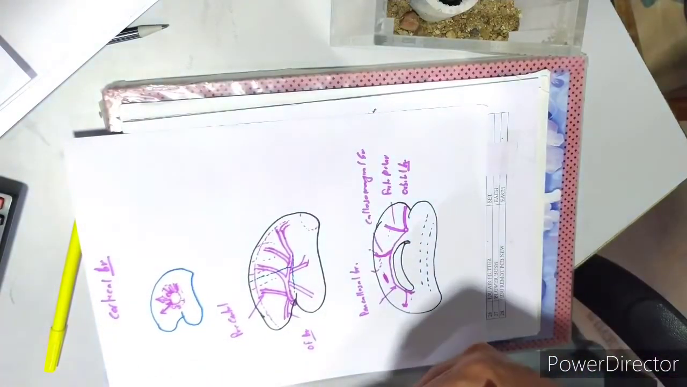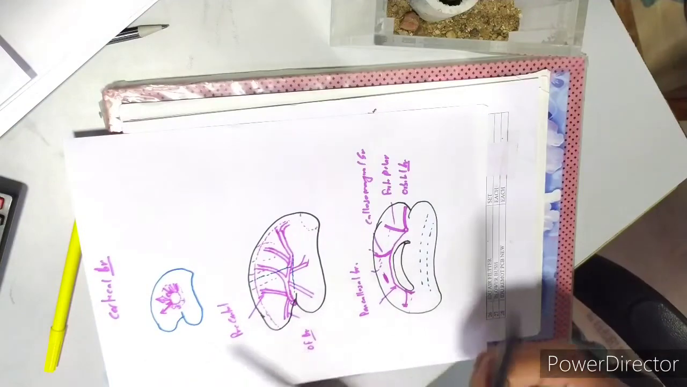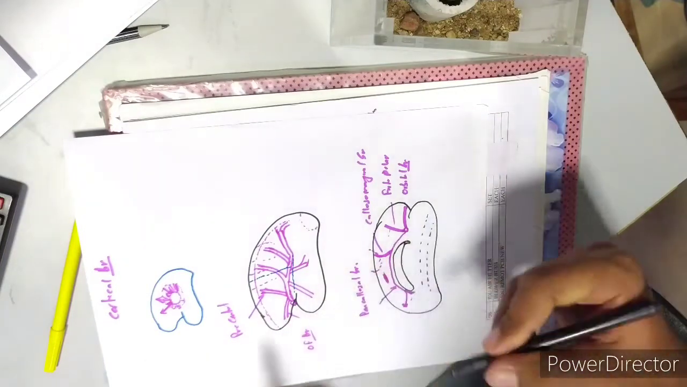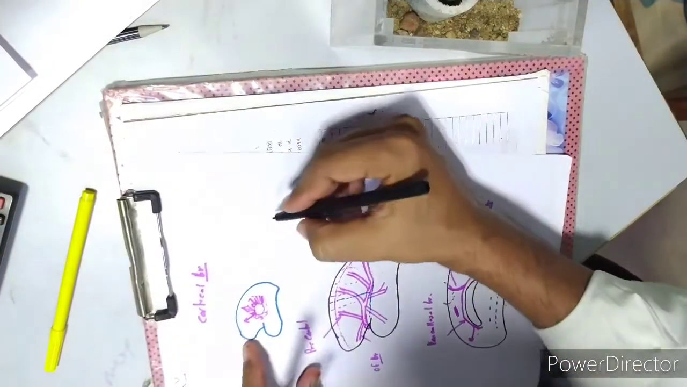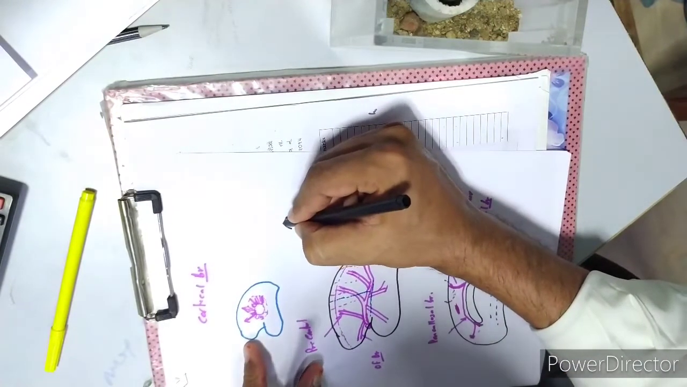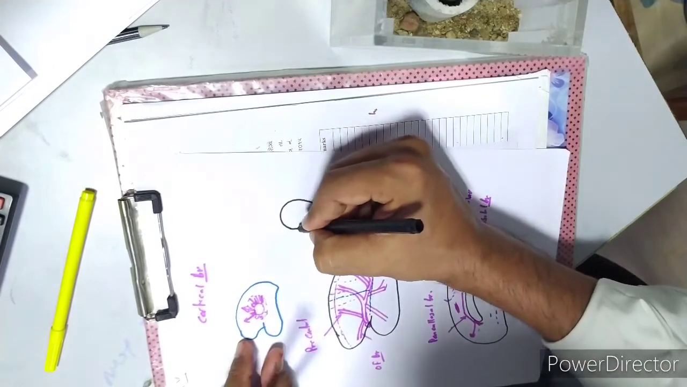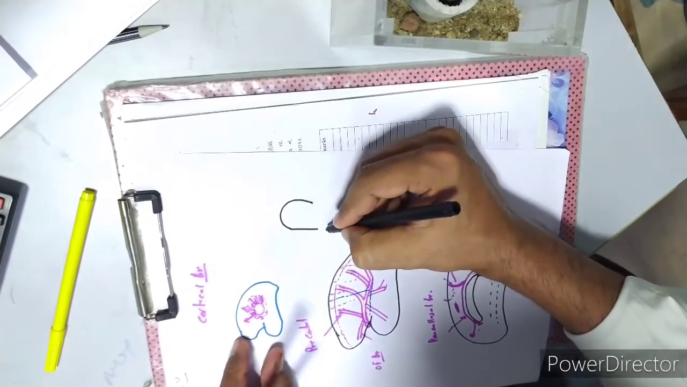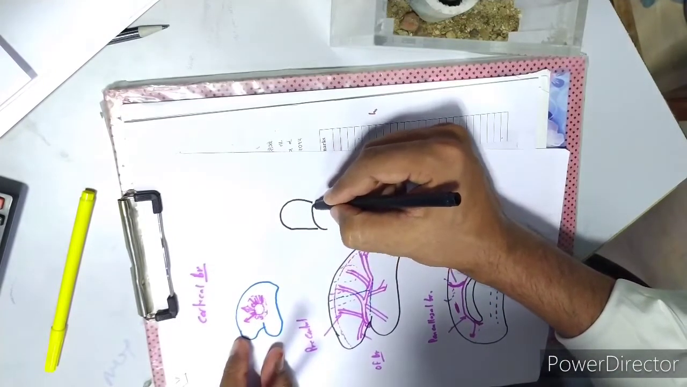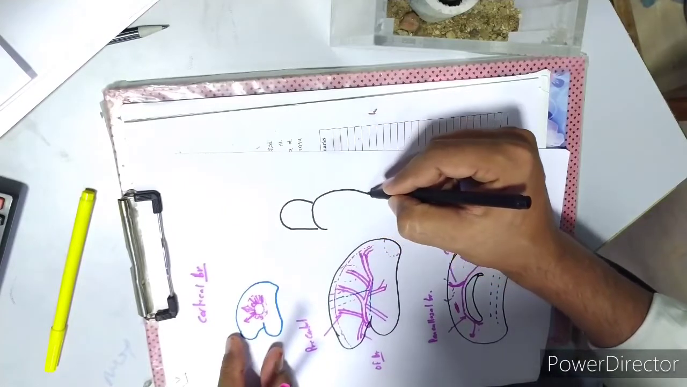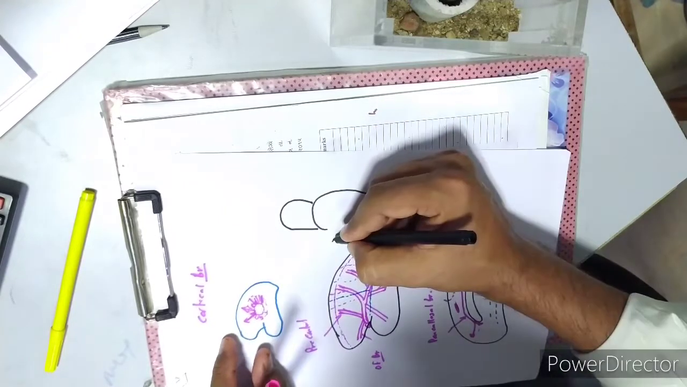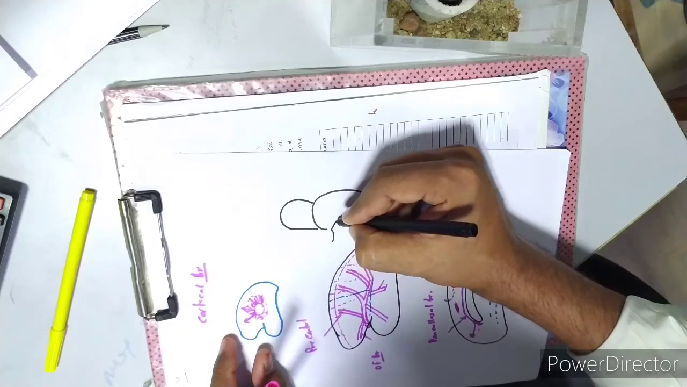What about the posterior cerebral artery? If you draw the diagram on the inferior surface of the temporal lobe, this is the frontal lobe, and this is the temporal lobe, and this is the midbrain area.